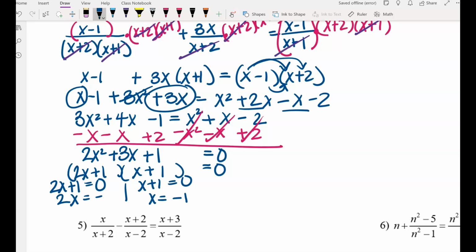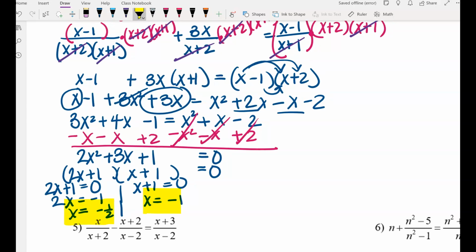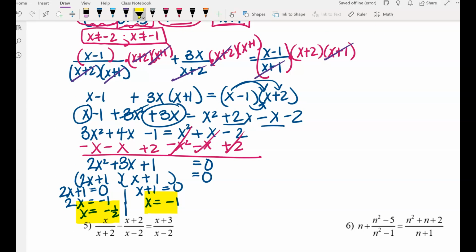So 2x equals negative 1. Divide both sides by 2. So x is negative 1 over 2. And remember, we have to take what we have and compare it with our restrictions. Let's see what they were. Our restriction earlier said that x can never be negative 2 and negative 1. So we cannot keep negative 1. So students, we only have one answer: x is negative a half.